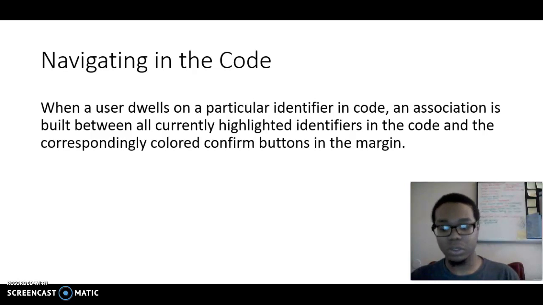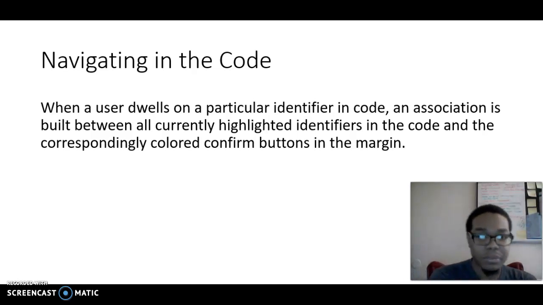Navigating in the code. When a user dwells on a particular identifier in code, an association is built between all currently highlighted identifiers in the code and the correspondingly colored confirm buttons in the margin. If the user then dwells on an associated confirm button, this triggers one of two possible navigation actions: either go to definition or find all usages.